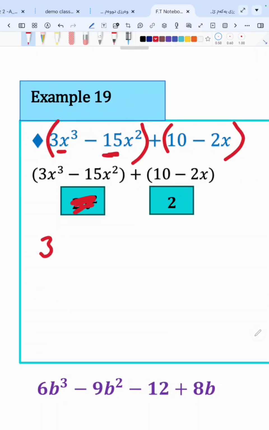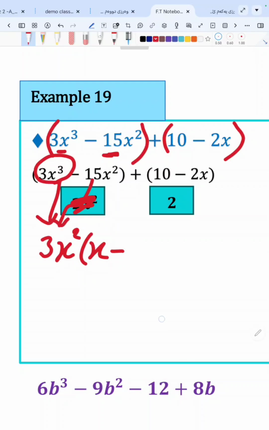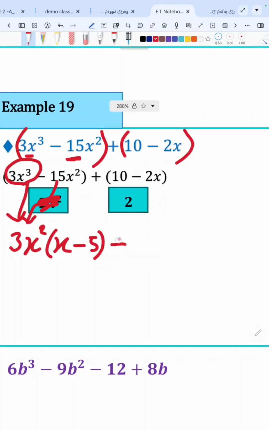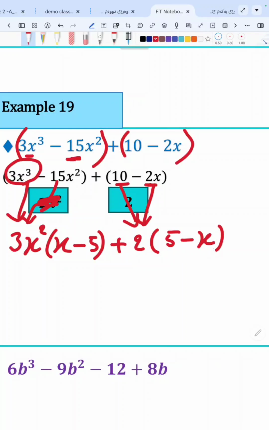Between x power 3 and x power 2, I have x power 2. So 3x power 3 divided by 3x power 2, only x remains, minus 15 divided by 3 is equal to 5. Okay? For the second one, between 10 and 2, what I have is 2. 10 divided by 2 is 5. 2x divided by 2 minus x, so only x remains.